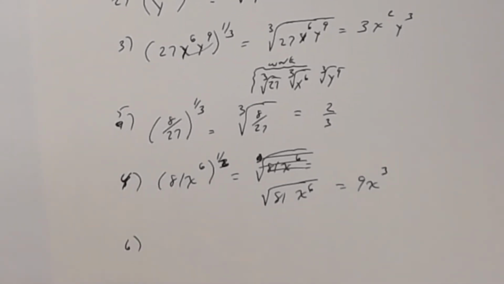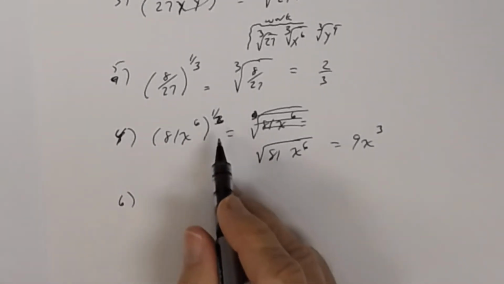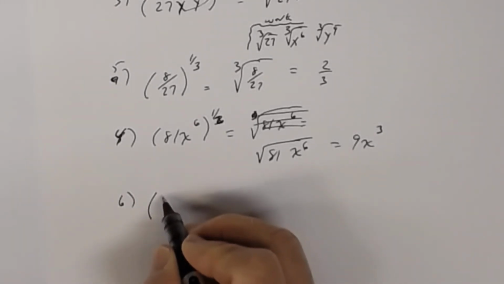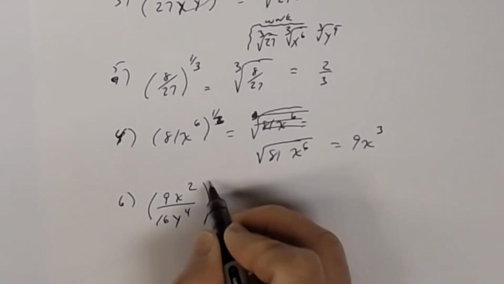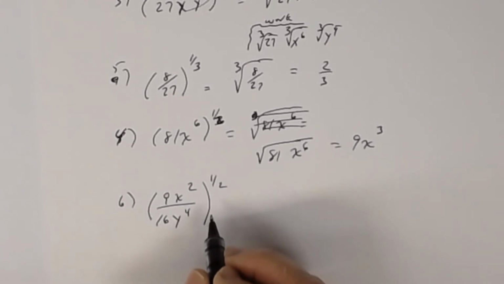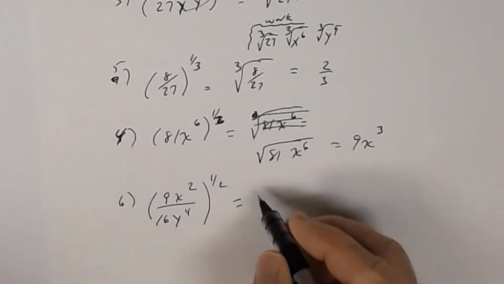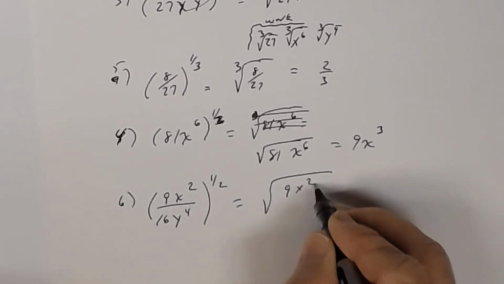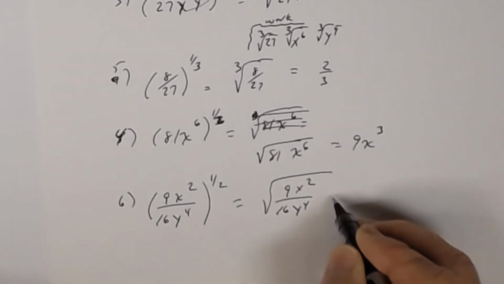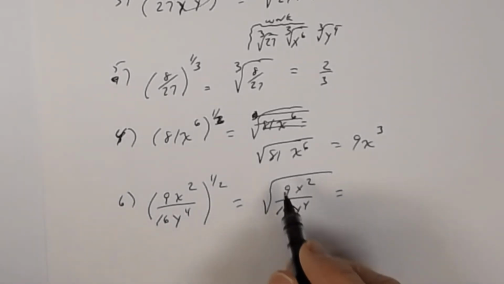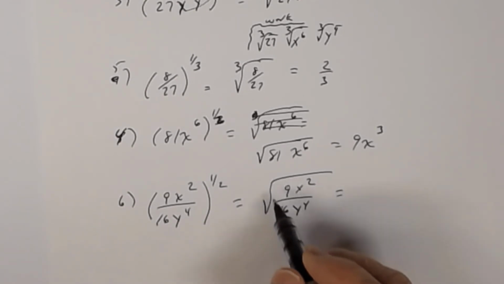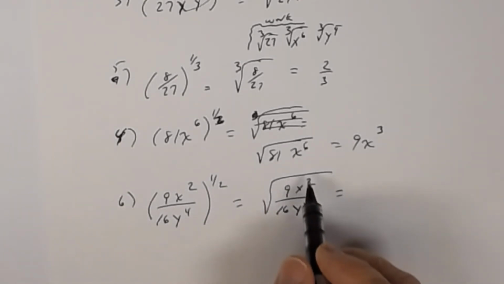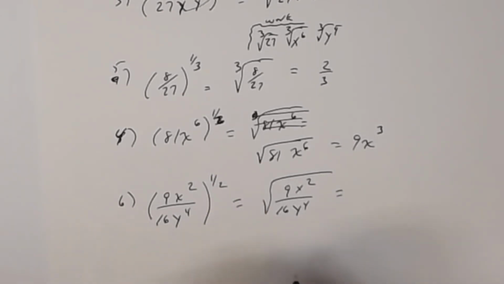And then number 6, I'll make sure I write down the rational exponents correctly. So I get 9x squared divided by 16y to the 4th, all raised to the 1/2. All right, so this is 1/2. I double checked. So then that's going to become the square root of 9x squared divided by 16y to the 4th, right? And then remember, these are all nice expressions here because the square root of 9 is 3, the square root of 16 is 4. These are even, my index is even. So that's going to be an easy answer to come up with.